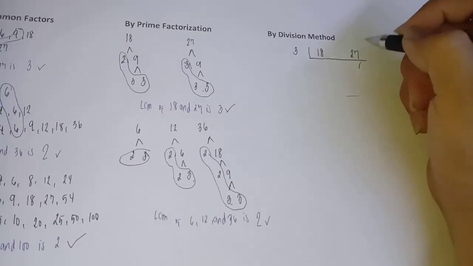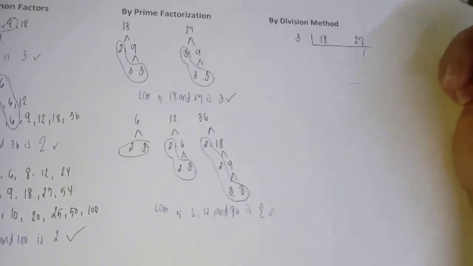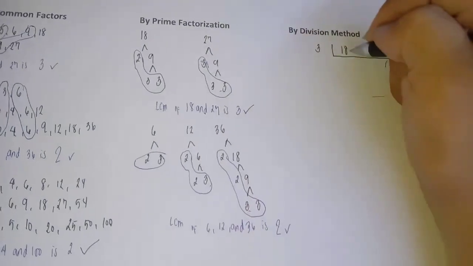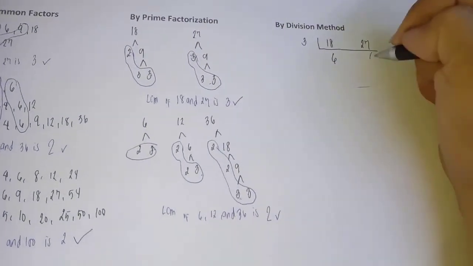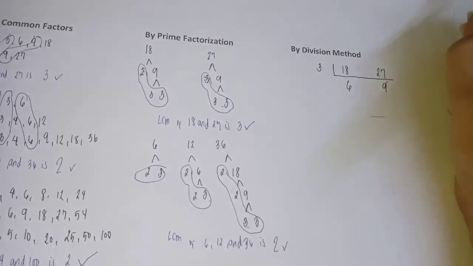In the case of 27, the sum of its digits is also 9. 2 plus 7 is 9. And 9 is divisible by 3, therefore 27 is also divisible by 3. So 18 divided by 3 is 6. 27 divided by 3 is 9. So meron tayong 6 and 9.